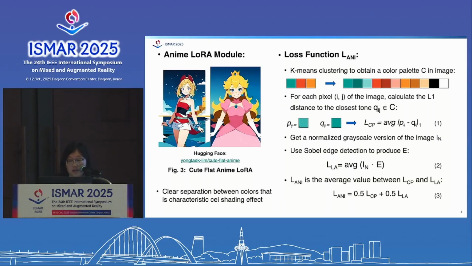After that, for each pixel in the image, we get the tone of that pixel and find the closest tone in the augmented color palette. Then we subtract both tones to get the difference between them. And we do an average for all the pixels in the image. That's how we get our first component, LCP.